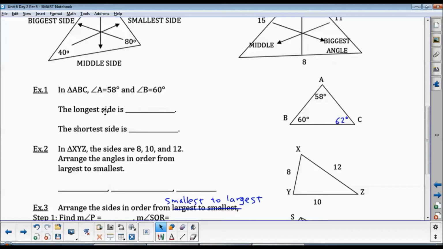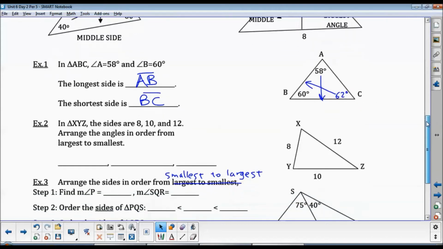So the first question asks for the longest side. Well, the longest side must be opposite the largest angle. The largest angle here is angle C. Angle C is opposite AB, that's the side it's not touching, so the longest side in this triangle must be line segment AB. The shortest side must be opposite the smallest angle. In this triangle, angle A measures 58 degrees, and that's the smallest angle. So the side opposite that angle, line segment BC, must be the shortest side. So that's the first one. Given the angles, can you figure out the sides?